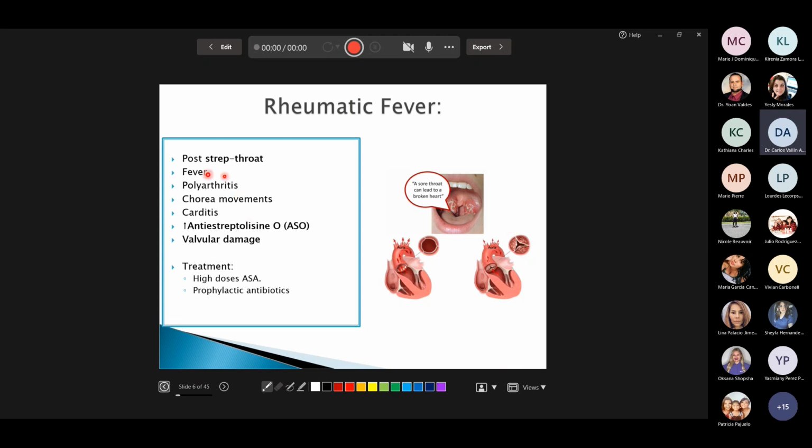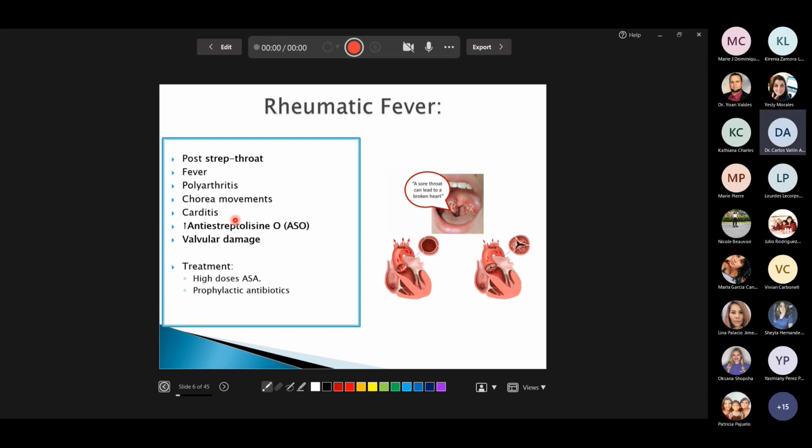A part of that is going to produce fever. Those antibodies will produce fever, inflammation of the joints, and can even produce abnormalities in the nervous system, producing abnormal movement. But all this stuff is self-limited and is not going to have consequences. Even without treatment it will disappear, but it is going to leave heart damage. These antibodies that also attack the heart can leave the valve of the heart damaged. And this is what you need to understand about rheumatic fever.